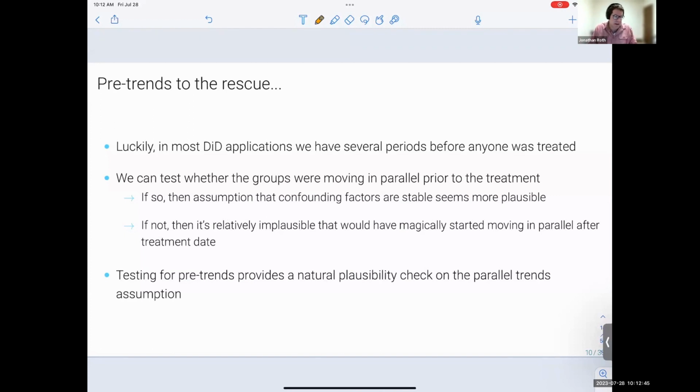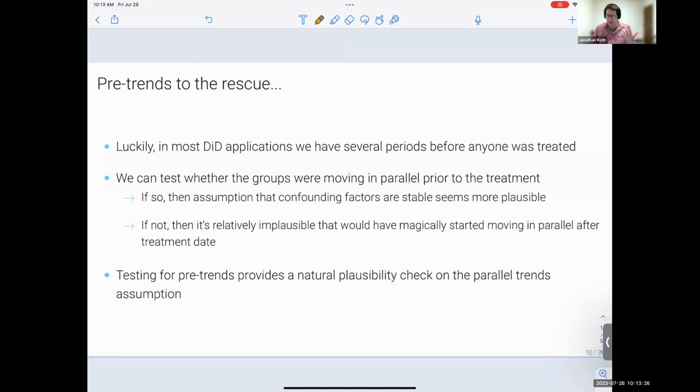But one of the nice things about the parallel trends assumption, or the differences design, is that the identifying assumption is at least partially testable. So in many DID applications, we have several periods before anyone was treated. And so we can test whether the groups are moving in parallel prior to the treatment. If it looks like they were moving in parallel in many periods prior to the treatment, then it seems more plausible to assume that whatever confounding factors might exist, those seem to be relatively stable before the treatment. And so it's more plausible that they would have been stable afterwards.